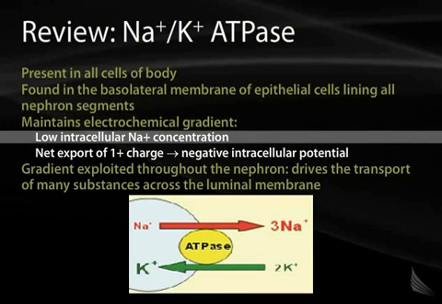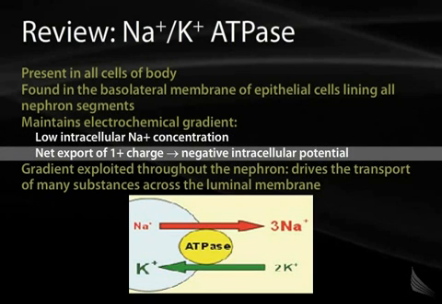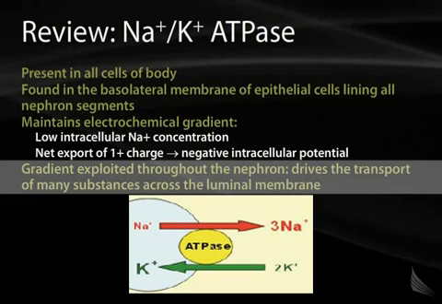The net result is a very low intracellular sodium concentration, which promotes sodium reabsorption. Also, the net export of a positive charge creates a negative intracellular potential, which also promotes sodium and other cationic reabsorption. This gradient is exploited throughout the nephron, and it drives essentially all of the transport that occurs in the tubular epithelial cells.